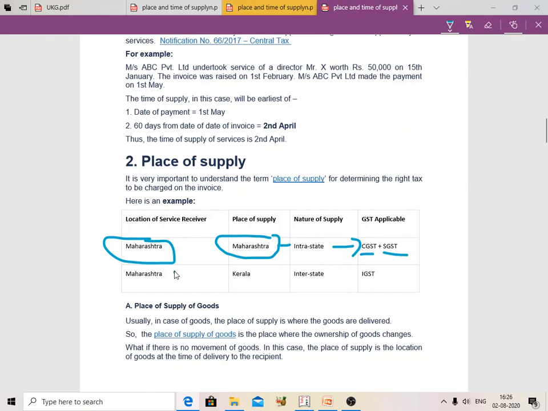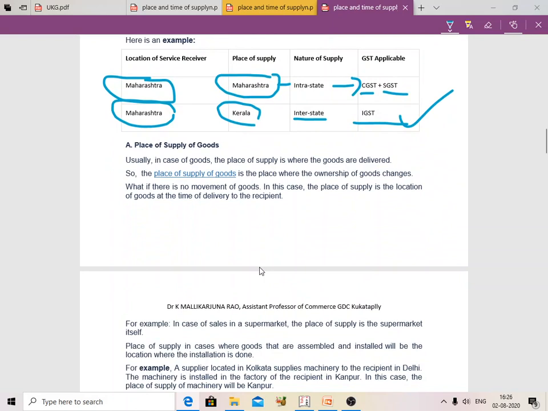In the case where the location of the service receiver is Maharashtra and the place of supply is Kerala, it is an interstate transaction. IGST, integrated GST, is applicable. As usual, in the case of goods, the place of supply is where the goods are delivered, that is, the place where the ownership of goods changes.